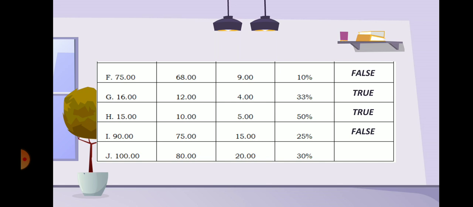Okay, we have the last one. The selling price is 100 pesos. Then the purchase cost is 80 pesos. Then the peso markup is 20 pesos. Then we have the percentage markup 30%. Is it true or false? It's false. Okay, class. Who got a perfect score? I hope all of you got a perfect score.